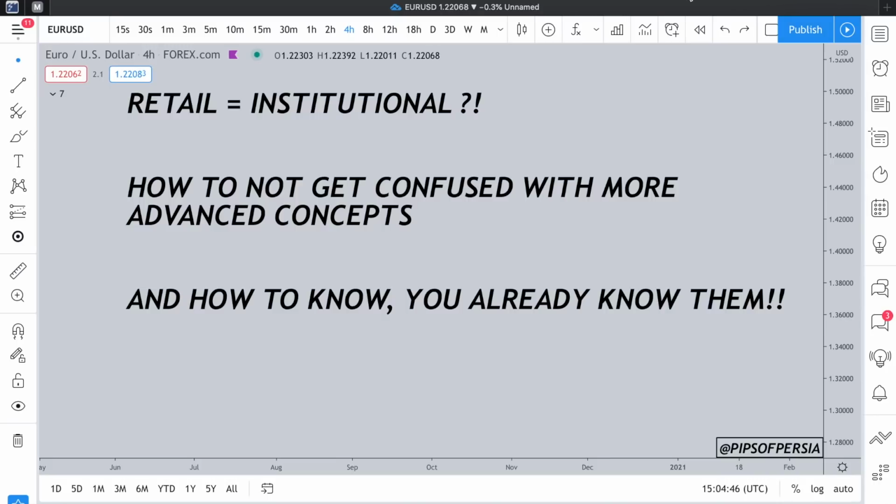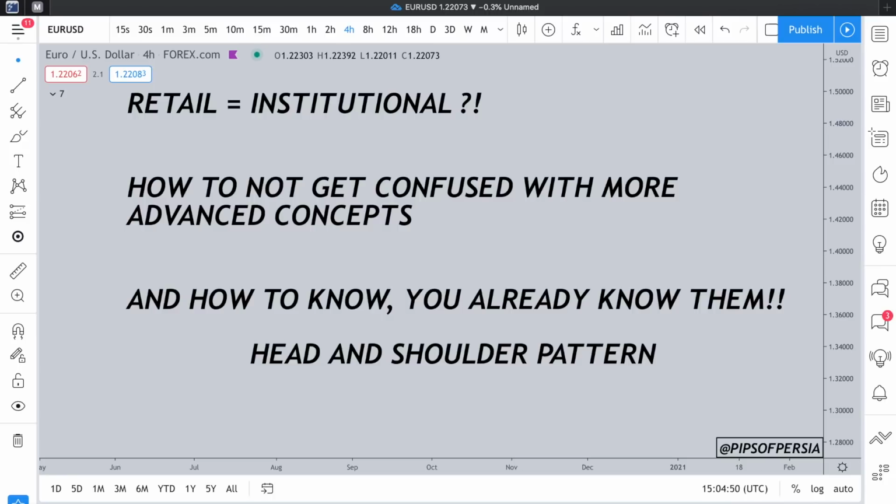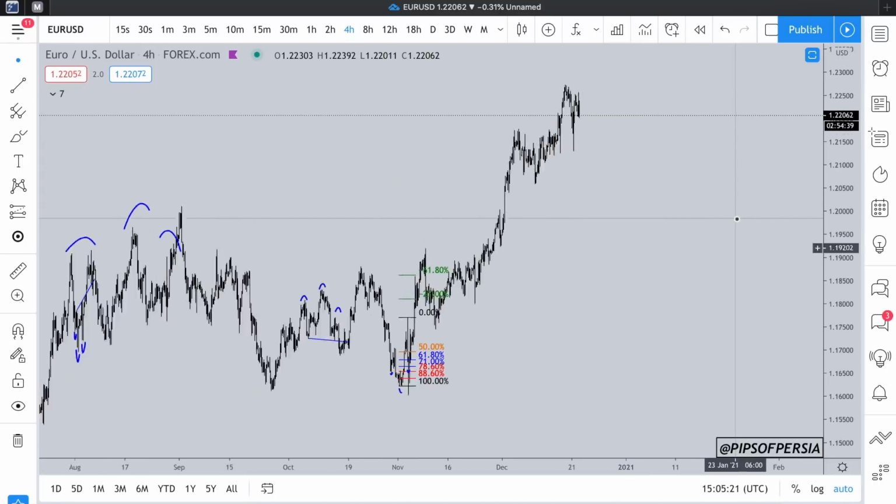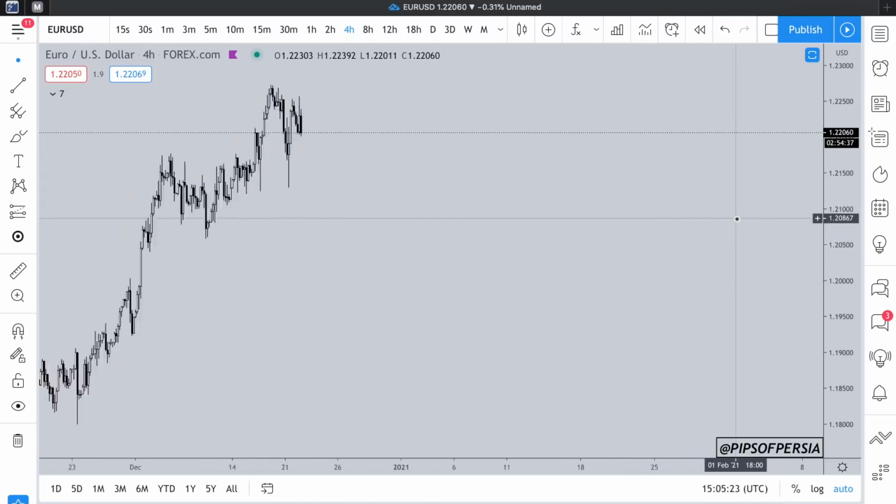The concept that we are going to be speaking about in today's video is the head and shoulder pattern. I know the majority of the people watching this video know exactly what a head and shoulder formation is, but I'm still gonna go through it very quickly to make sure that we are all on the same page and that everyone has a refresher in their mind about what head and shoulder patterns exactly are.